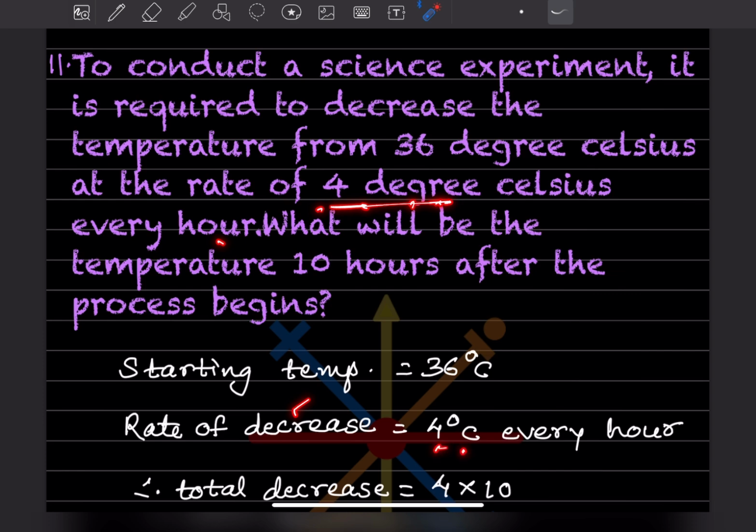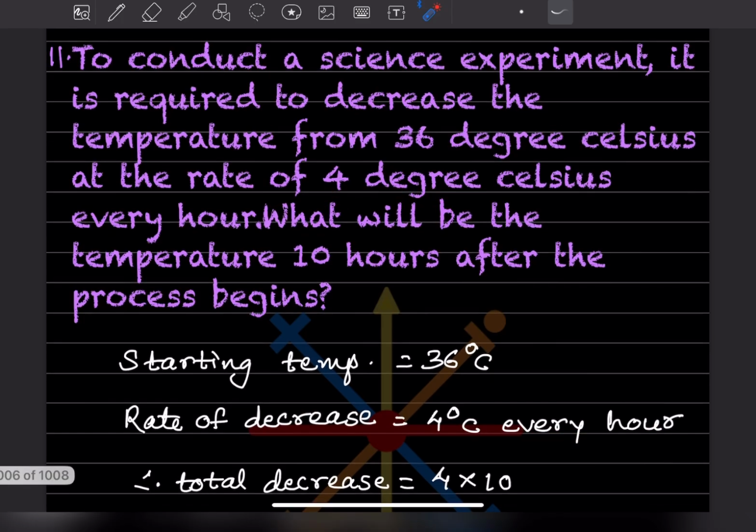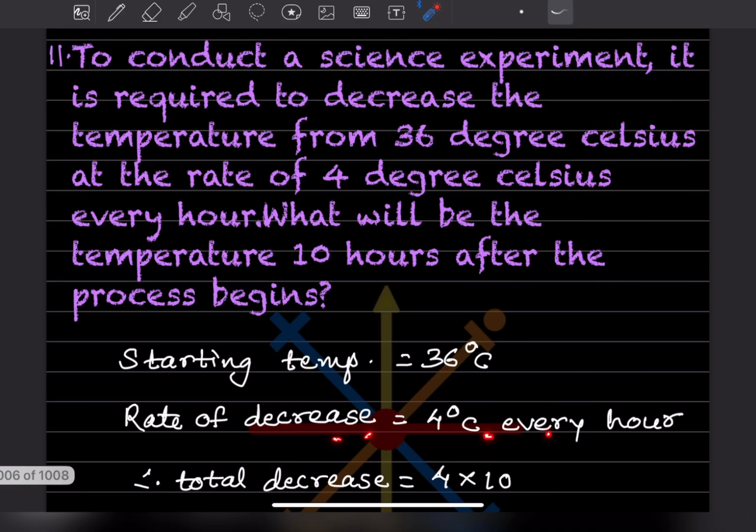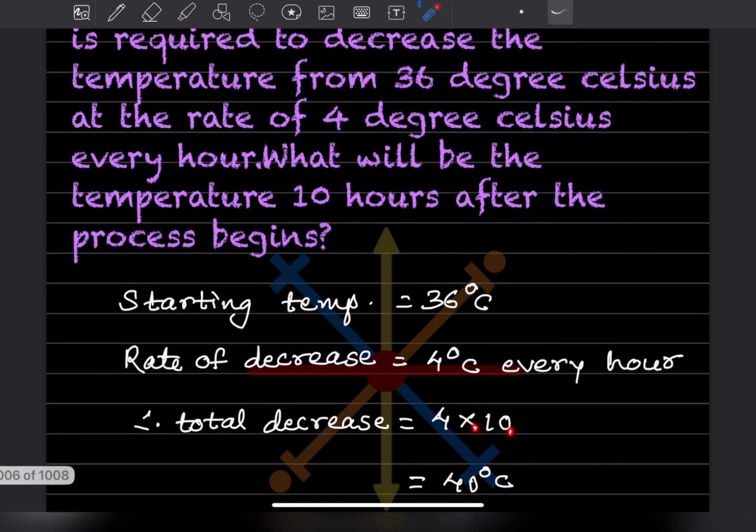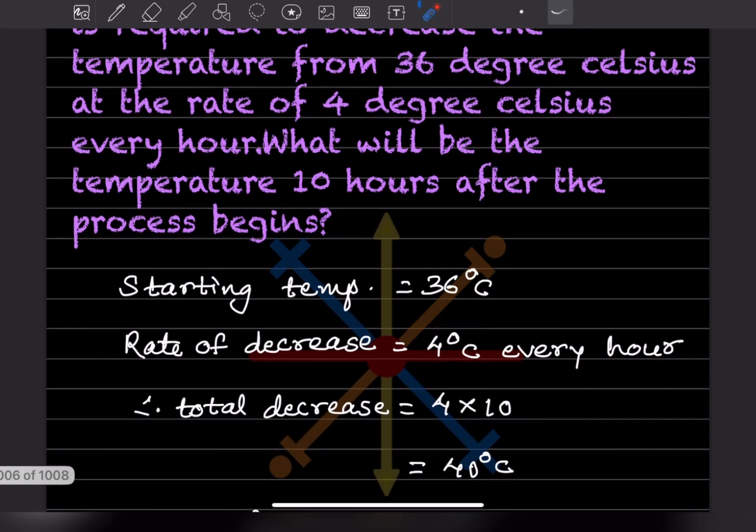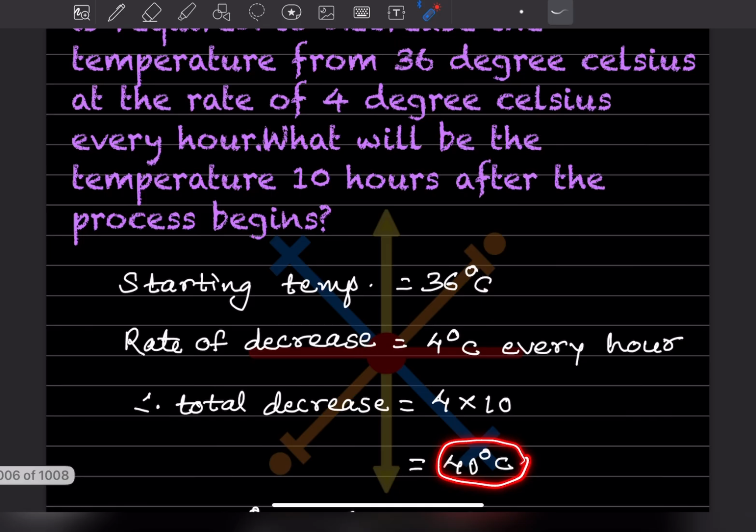So the rate of decrease is 4 degrees centigrade every hour, because they said it's required to decrease the temperature from 36 at the rate of 4 degrees. So the rate of decrease is 4 degrees every hour. So total decrease is going to be how much? 4 into, because what will be the temperature 10 hours after this one? So 4 into 10. Because every hour it is going to be 4 degrees going to get decreased. So after this 10 hours, it is going to be 40 degrees Celsius.